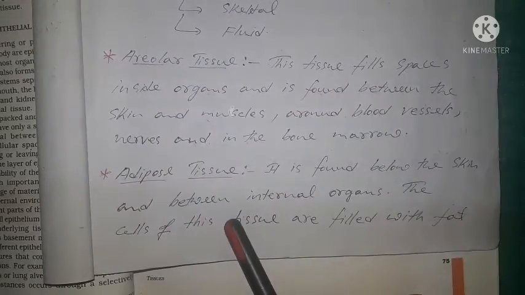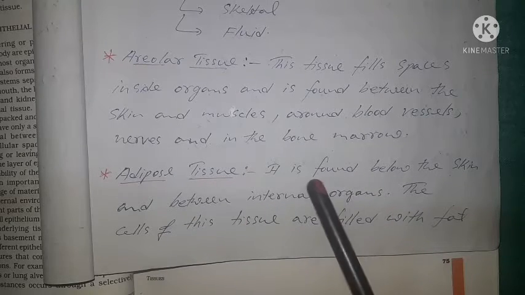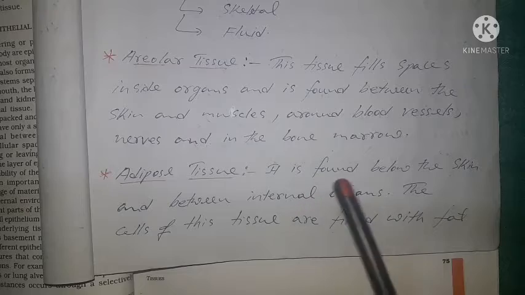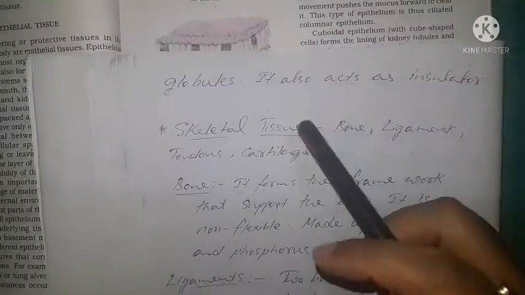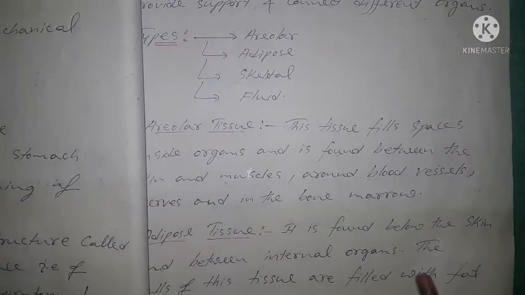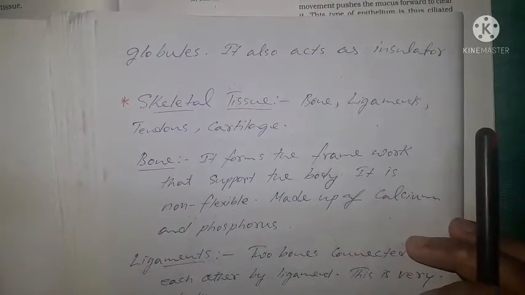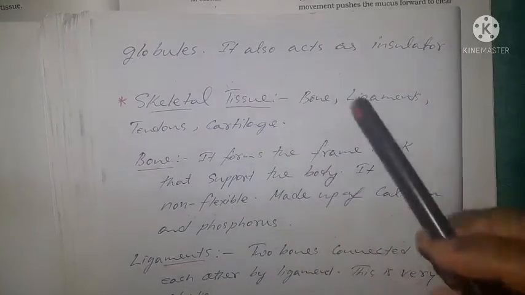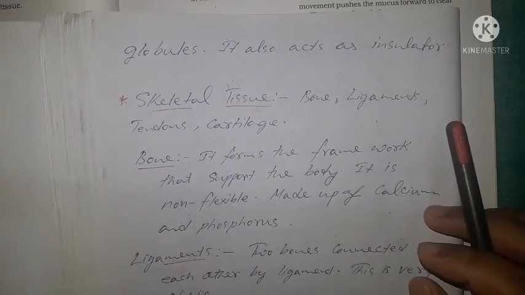Then the next one is adipose tissue. It is found below the skin and between the internal organs. That means it is present between the skin and the internal organs. The cells of these tissues are filled with fat globules. Since it consists of fat globules, therefore it also acts as an insulator.